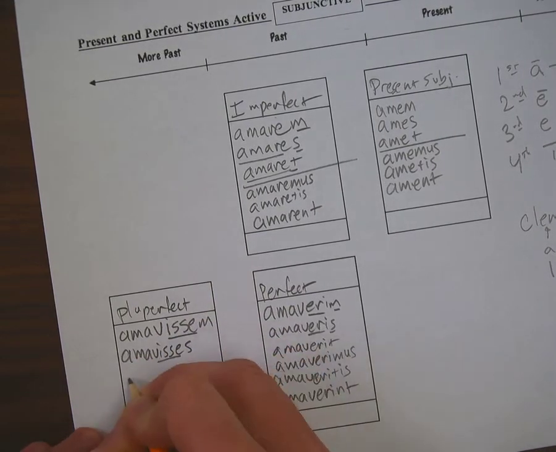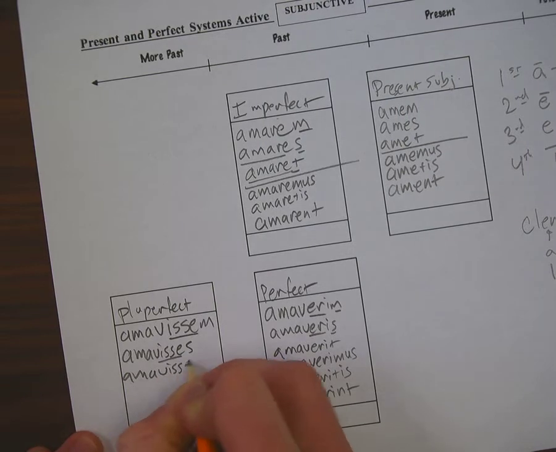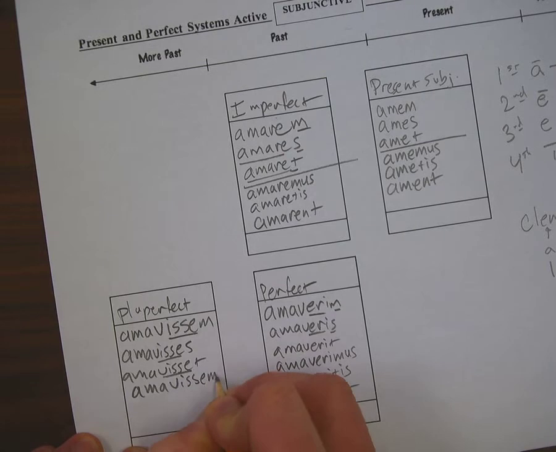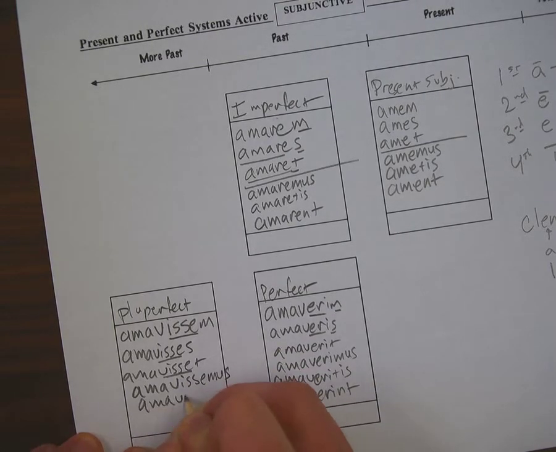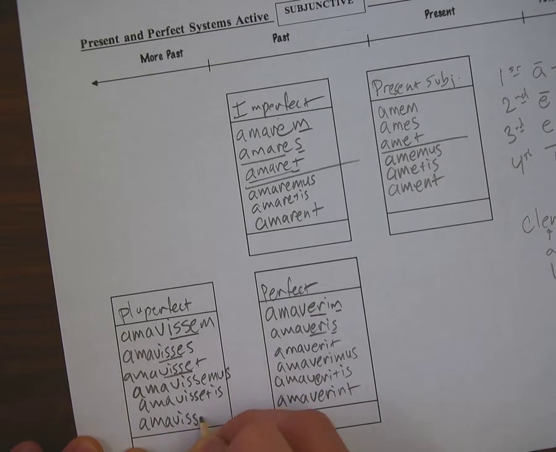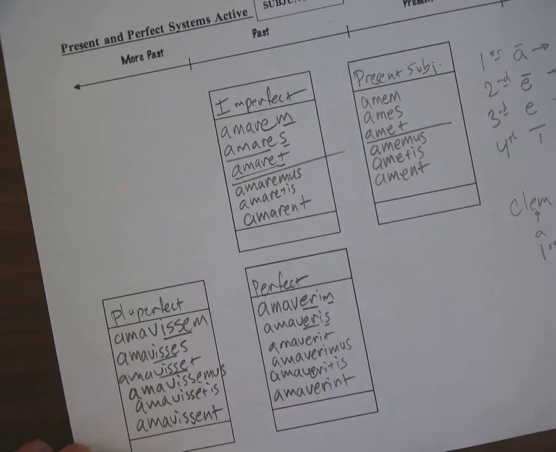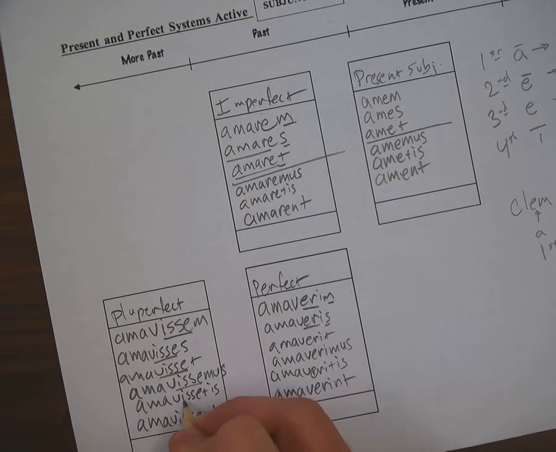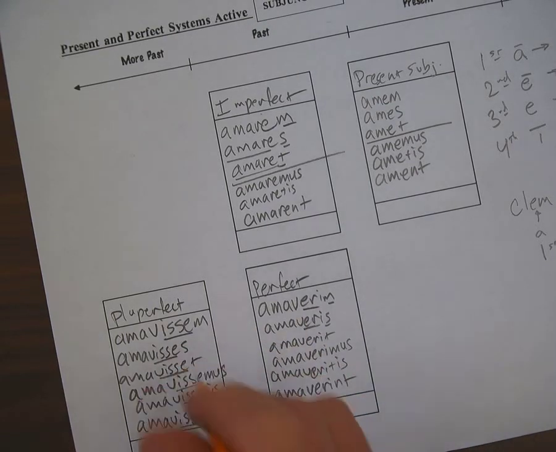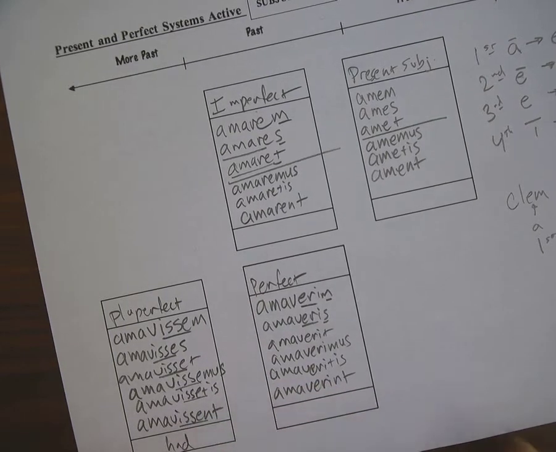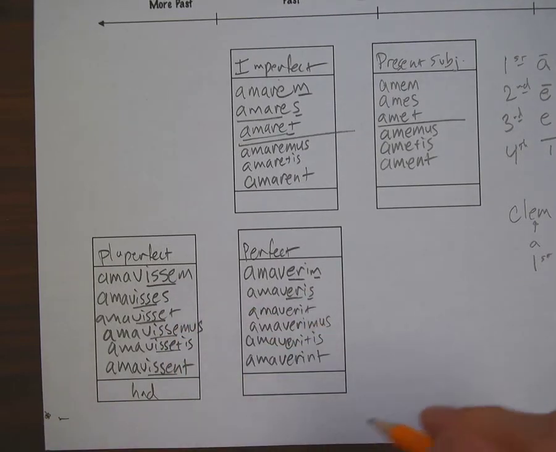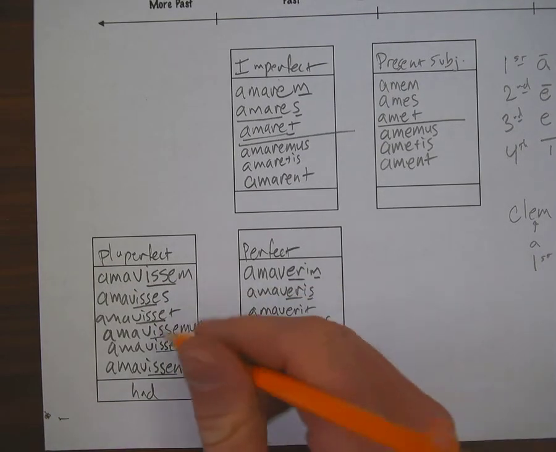Amavisses. Amavisset. Amavissemus. Amavissetis. Amavissent. And that, my friends, is the pluperfect subjunctive. So in this case, you add had for the translation, right? And it's a completed action in the very distant past, or the more past, and it's subjunctive.